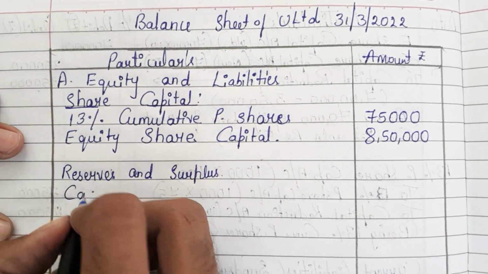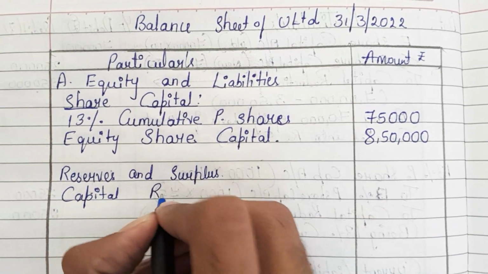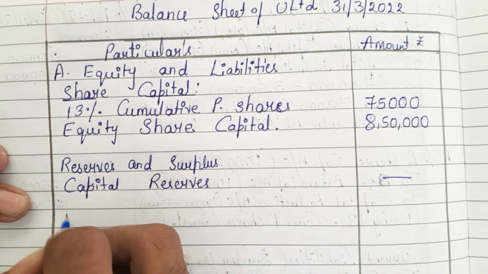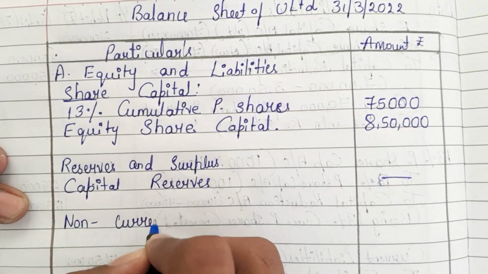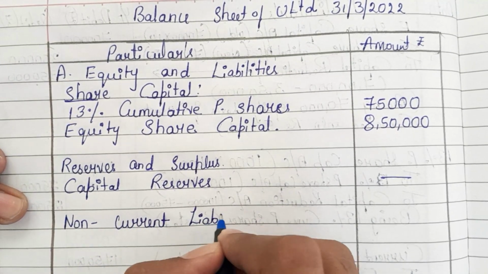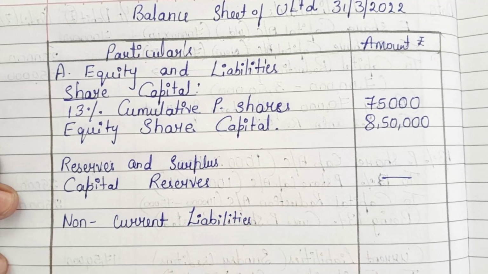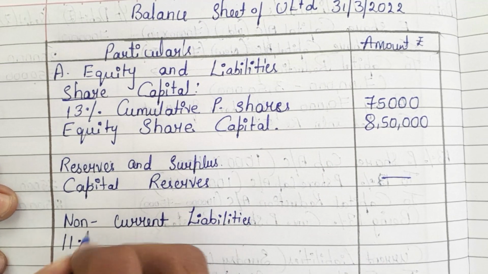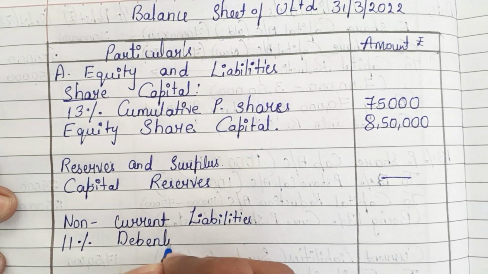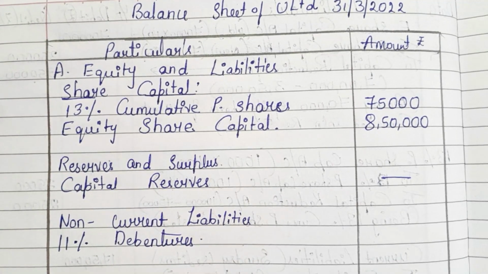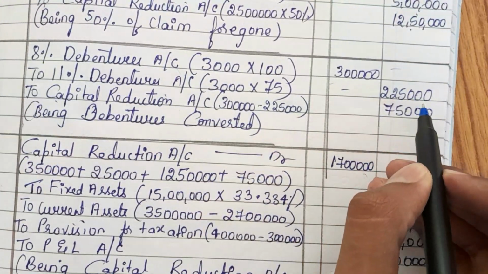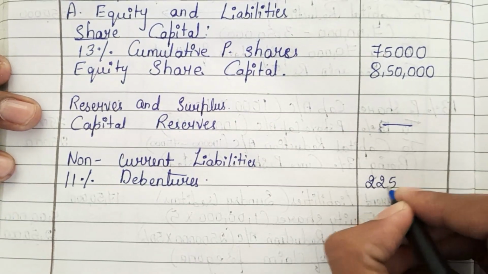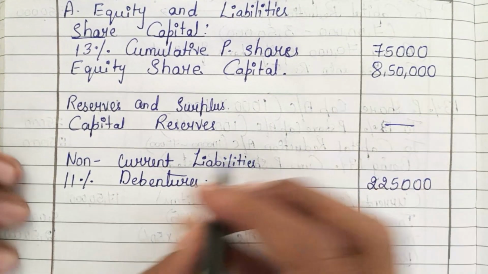Next what comes is reserves and surplus. Under reserves and surplus, capital reserve comes, but in this problem we don't have any capital reserve, so leave it as it is. Next comes non-current liabilities. In the question, do we have any non-current liabilities? Yes, we have non-current liabilities, that is 11% debentures. The value is 2,25,000, that we need to write here.